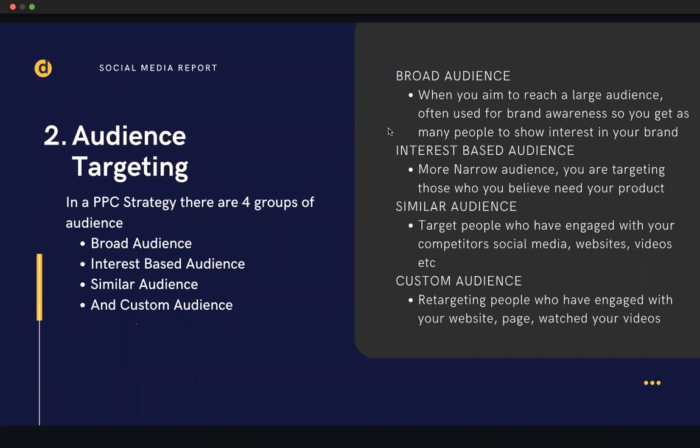Is broad audience just about gender? So broad audience is basically just gender, so that you're making sure that you're not just throwing your money away, right? So just gender, maybe location and age, right? So without detailed targeting, that interest based is the detailed targeting, where you target people based on their interests, demographics, and their online behaviors, right?